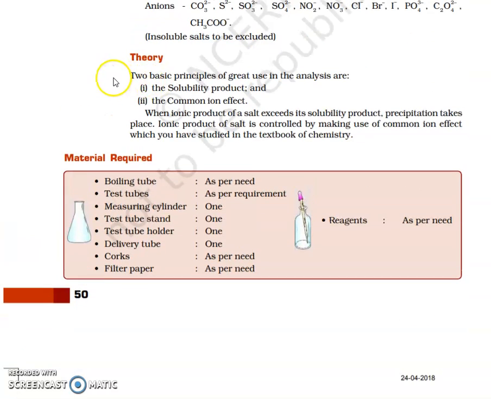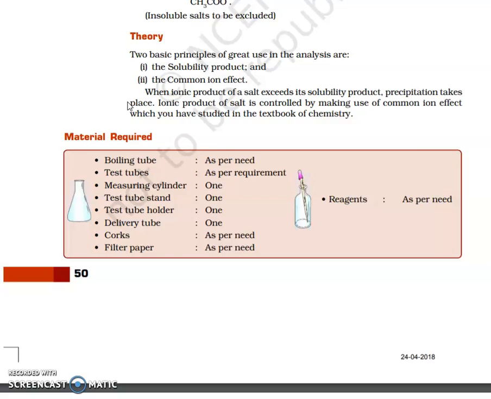So what is the theory behind it? Two basic principles of great use in the analysis are the solubility product and the common ion effect. When the ionic product of a salt exceeds its solubility product, precipitation takes place. The ionic product of a salt is controlled by making use of the common ion effect, which you have studied in the textbook of chemistry.